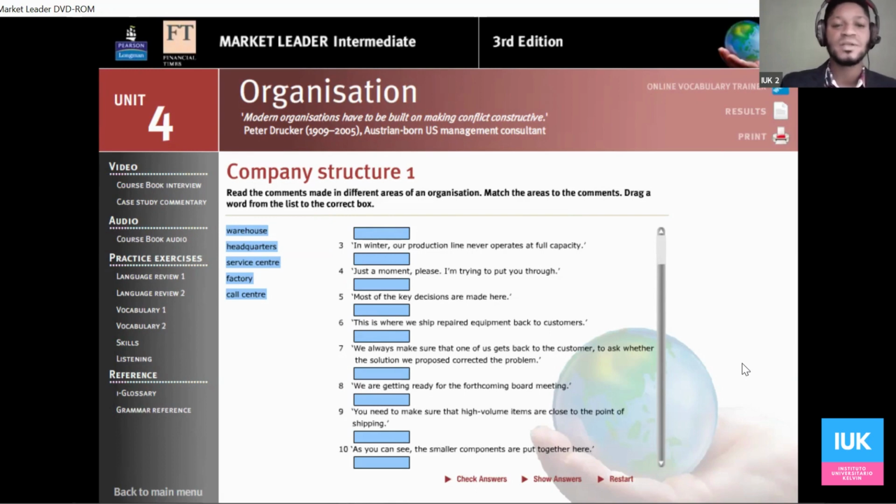Number 9, you need to make sure that high volume items are close to the point of shipping. Is it the warehouse, the service center, or the factory? Number 10, as you can see, the smaller components are put together here. Is it the factory or the warehouse?